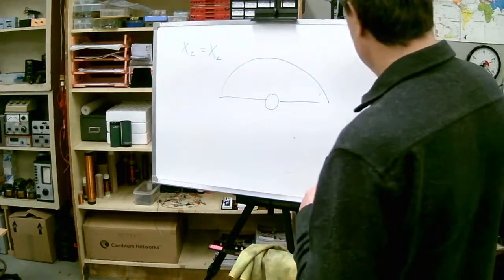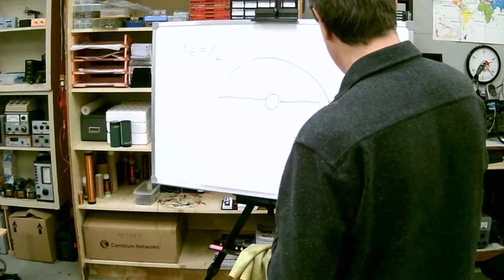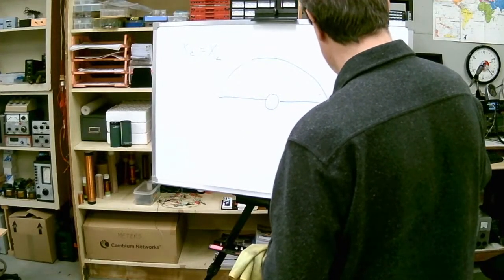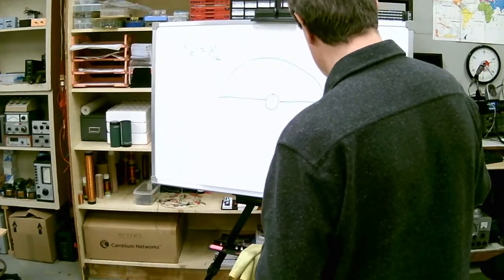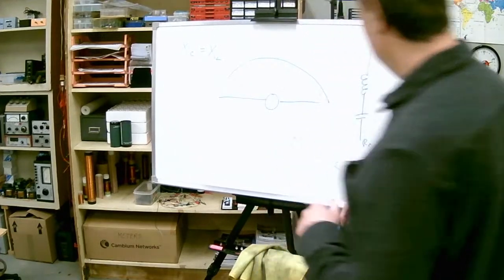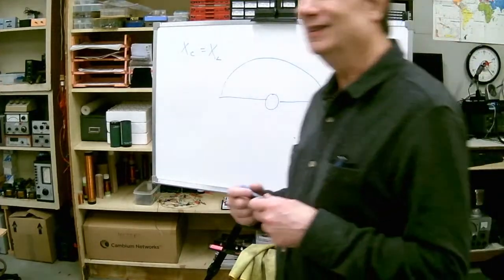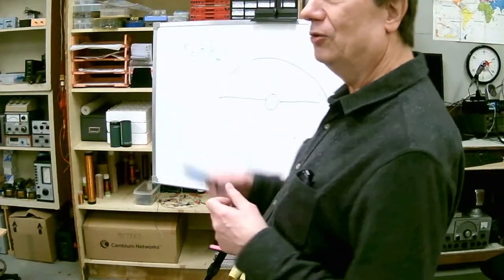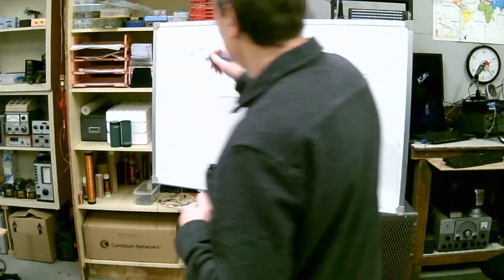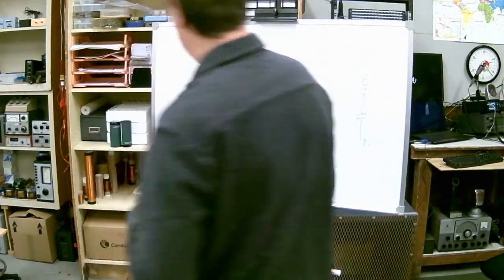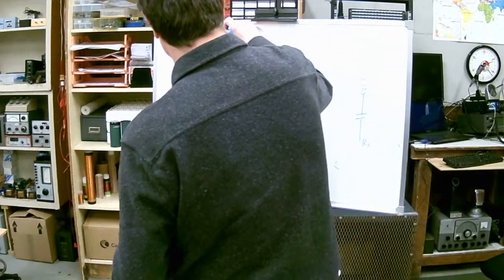Electrically, an antenna looks like this. It's going to look like the capacitor is bigger. Oh, capacitive reactance is big. So if the antenna is too short, this goes up. If it's too long, this goes up.